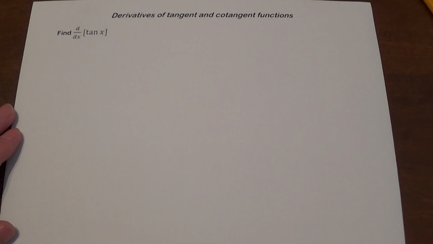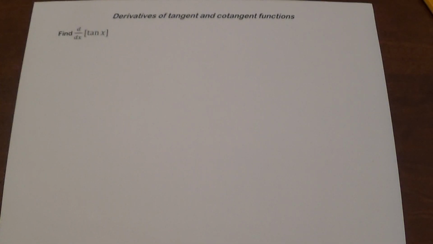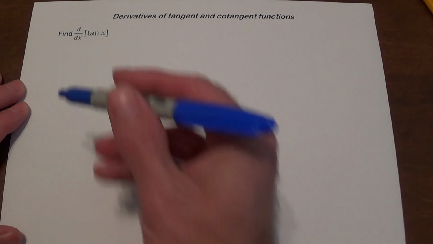Hi, in this video we're going to take a look at how to find derivatives of tangent and cotangent. So we're assuming that you know differentiation using the quotient rule and you also know some basic trig identities. So here's what we're going to do.